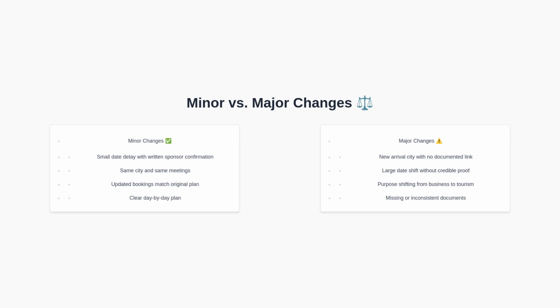Let's compare minor and major changes. Minor changes include small delays supported by sponsor confirmations, maintaining the same city and meetings, and ensuring all new bookings align with the original plan, accompanied by a clear day-by-day plan. In contrast, major changes involve entering through a new city without a documented link, significantly shifting dates without strong proof, changing the visit purpose, or lacking consistent documents. The latter category triggers far more scrutiny at the port of entry.